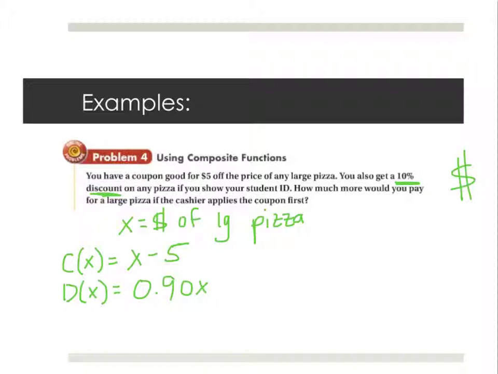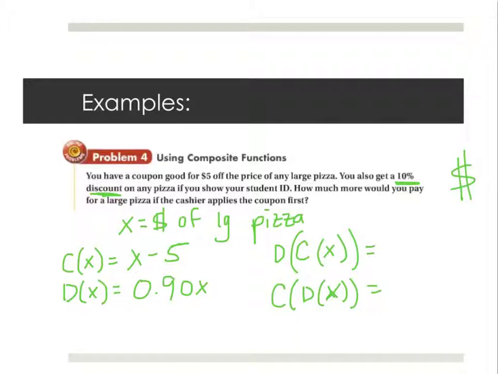And what we want to do is figure out what would happen if you apply the coupon first. Okay, so the coupon first would be coupon c of x inside d of x. Well, if you apply the coupon second, it would look like this. And how would the two be different?